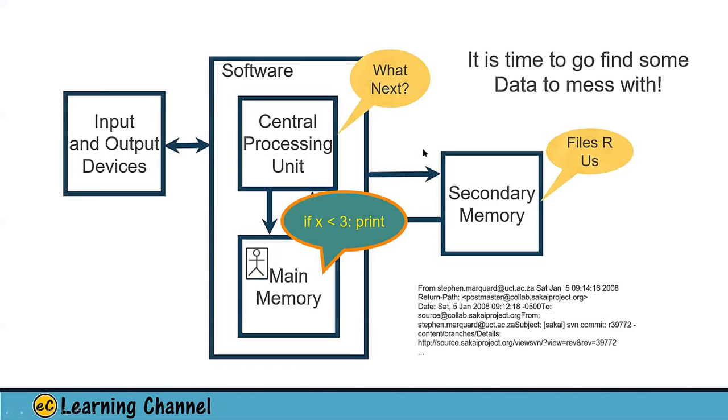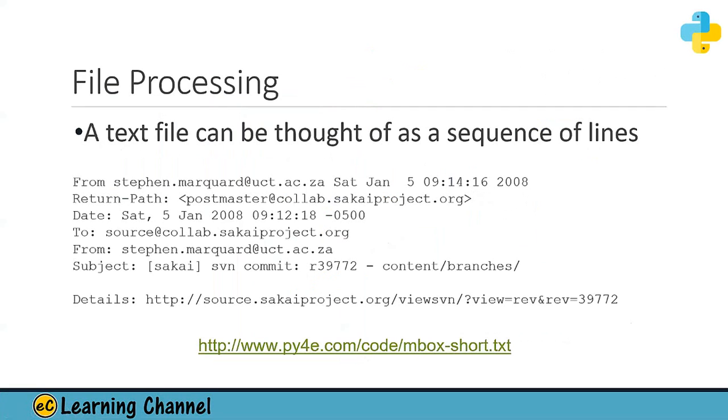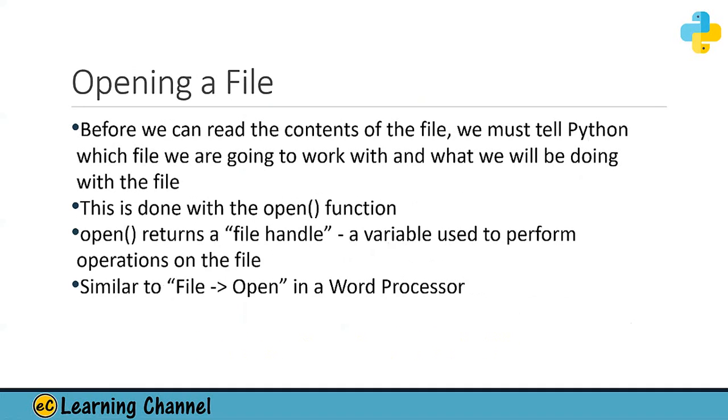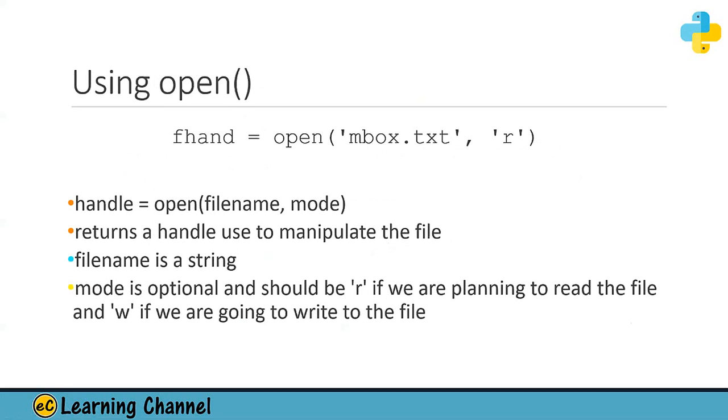So first, let's look at files. You have a CPU, memory, and a hard disk. Usually we read the data file from the hard disk, put it into memory, and then process it. A text file can be a sequence of lines, a sequence of characters, or a sequence of strings. Many possibilities. Let's look at how to open a file and how to process it, so here we talk about the file handler.